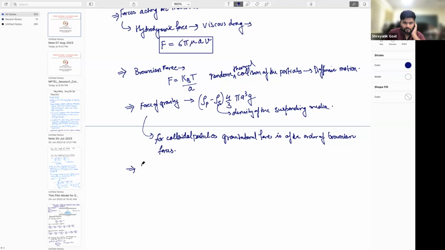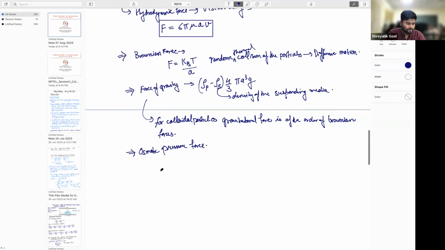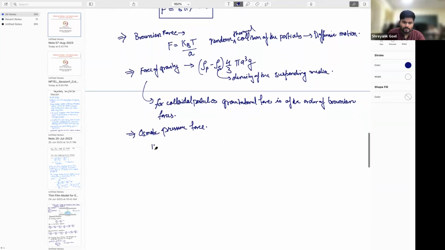Another force is the osmotic pressure force. This is nothing but the normal pressure force, n kBT. Each particle is colliding with the others, creating some pressure in the medium, and the total pressure is the total number of particles times the energy of each particle, kBT. So that's why it's the osmotic pressure force.